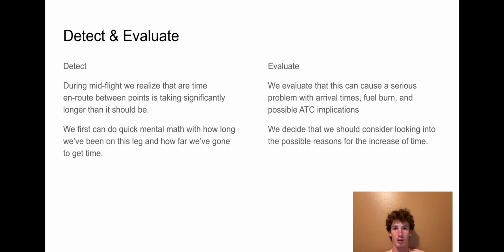Evaluate. Some of the potential issues with this are that we could be burning fuel faster than planned, the weather could have changed at our destination airport, and there could be some ATC implications. We're supposed to arrive at an airport at a certain time, but we're going slower, so we have to let them know. And there are a bunch of different reasons this could happen that could also lead to more concerns.